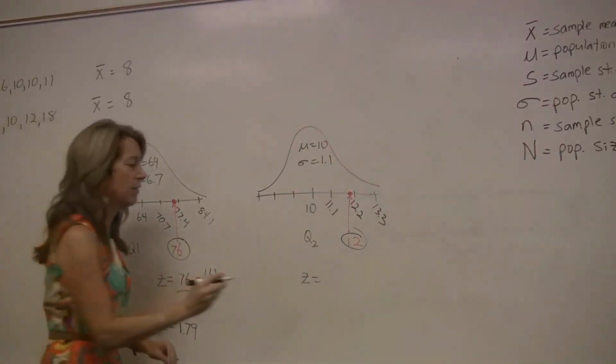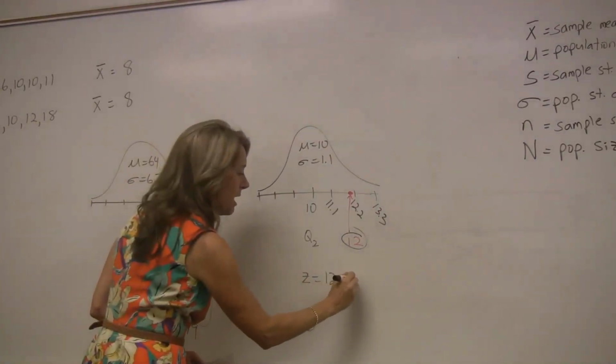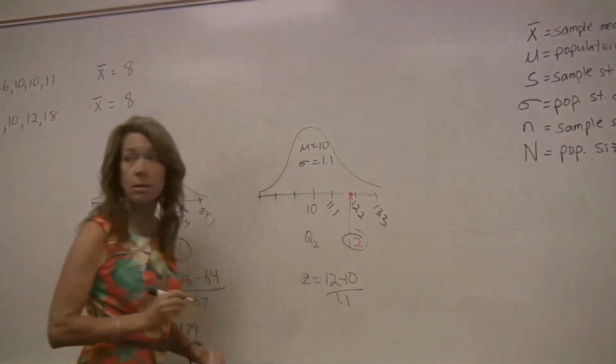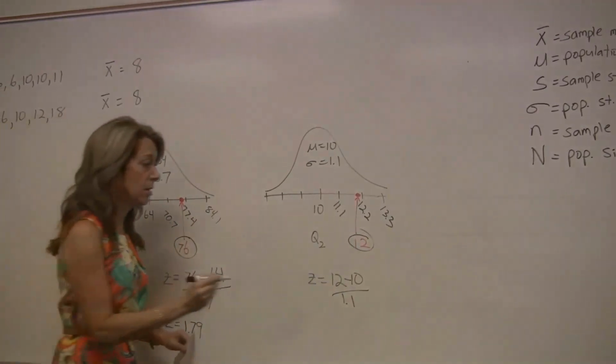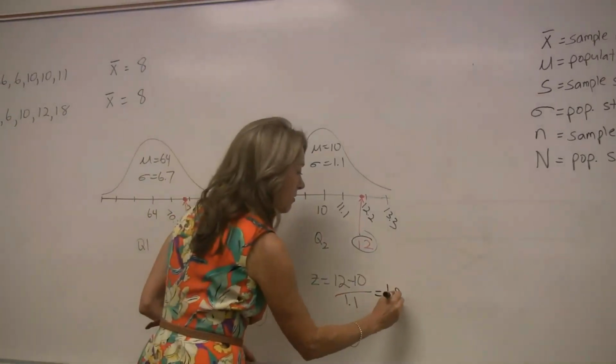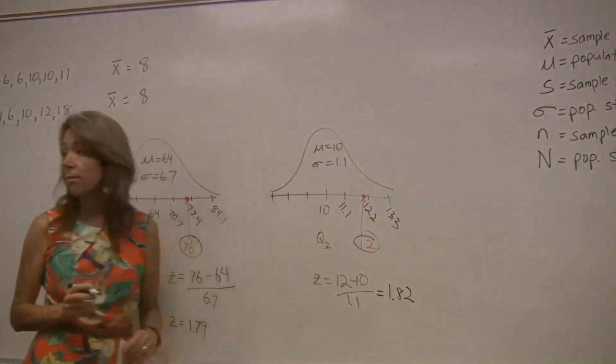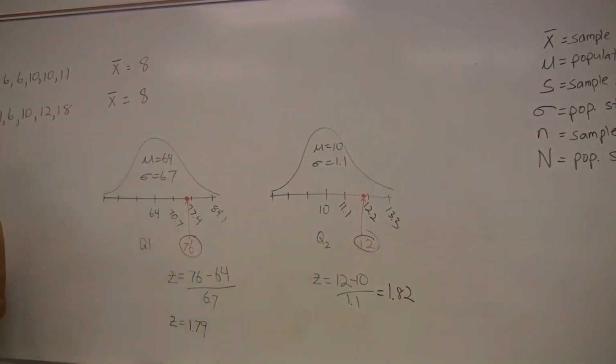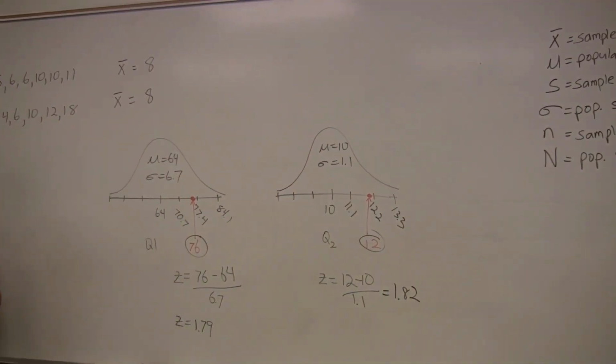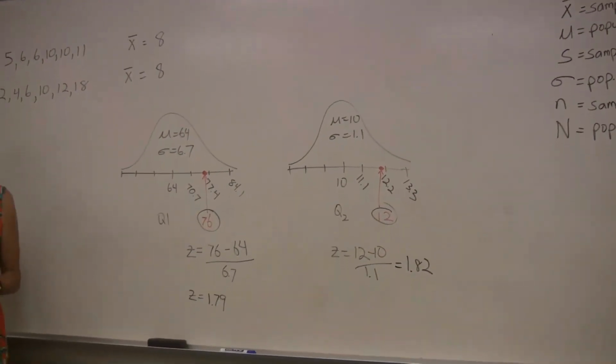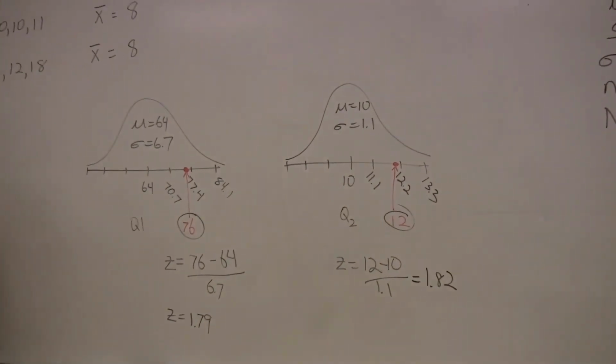So over here, we were given that the mean was 10 and the standard deviation was 1.1. So I'm going to do the same thing over here. 12 minus 10 over 1.1. 1.82. Everyone agree with that? What does that mean?